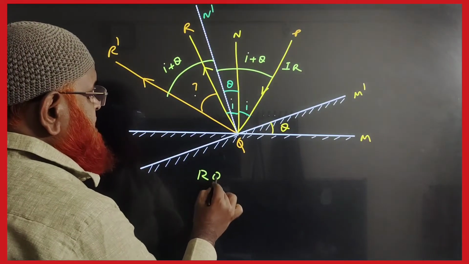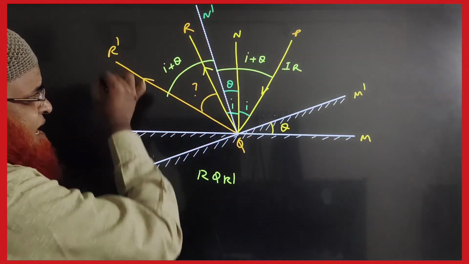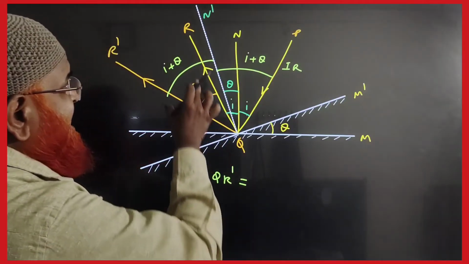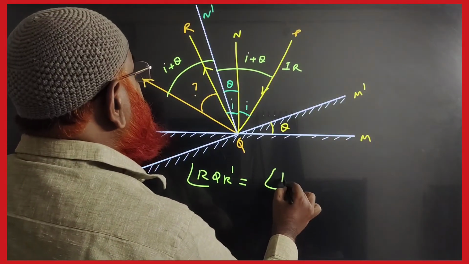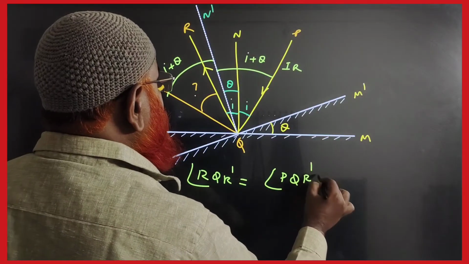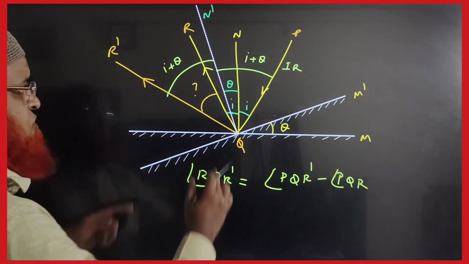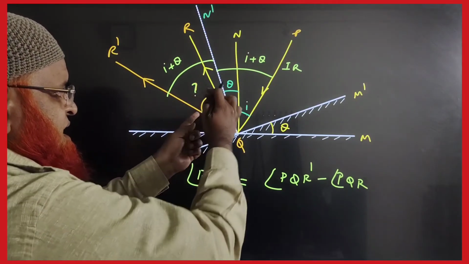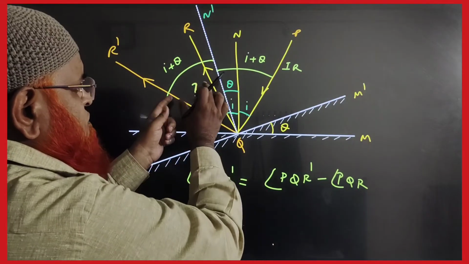So what do we have to find out now? You have to find out angle RQR dash. That is what we have to find out, right? Yes, sir. Angle RQR dash is nothing but angle PQR dash minus angle PQR. So if you want to find this question mark angle, what do you do? This angle you have to find out.